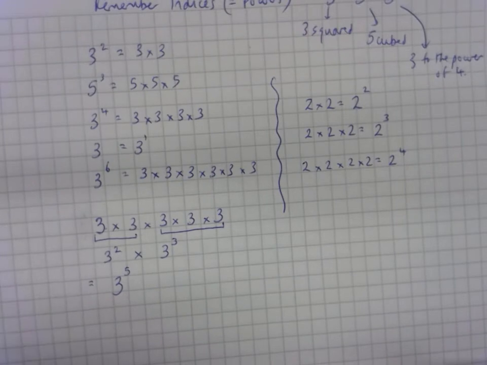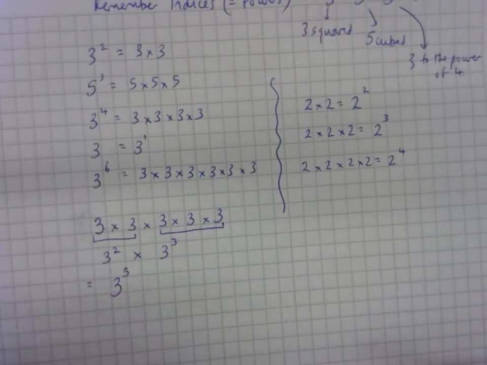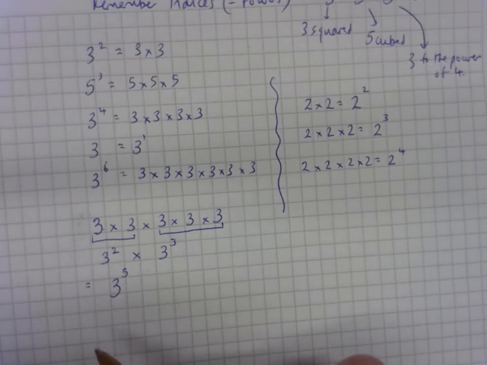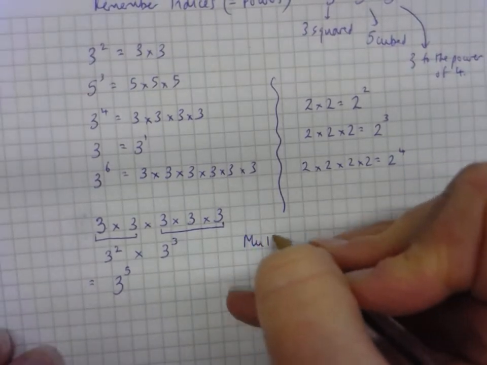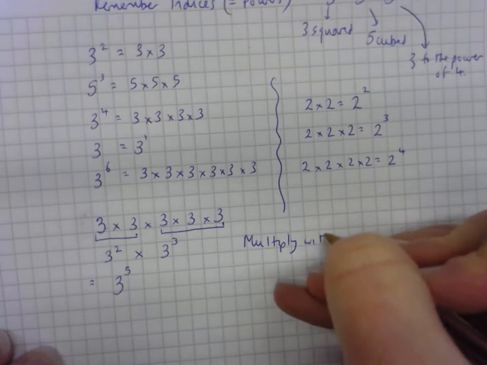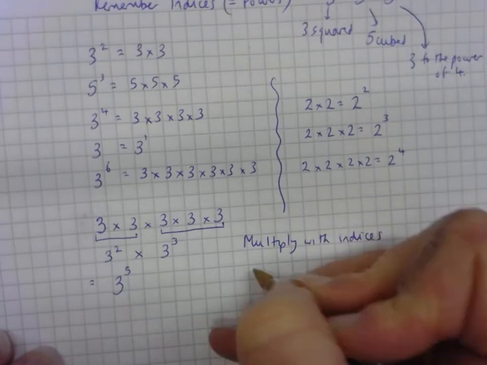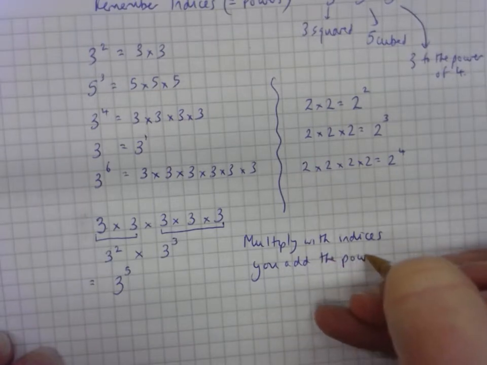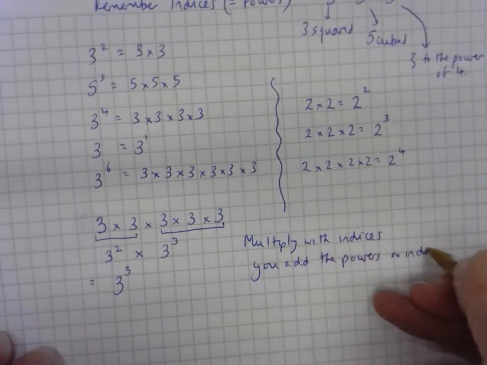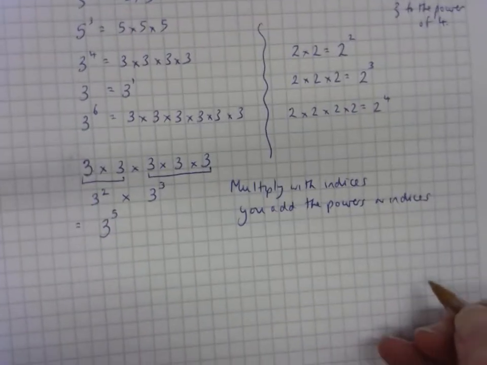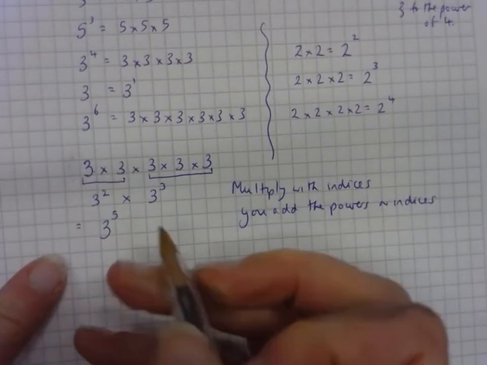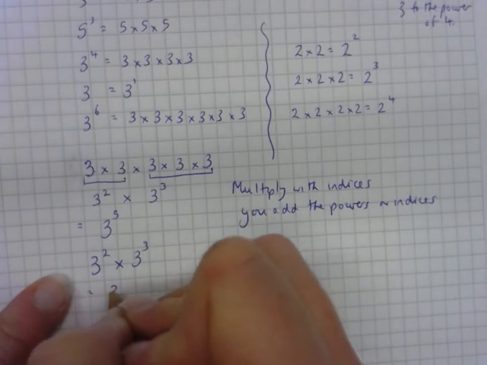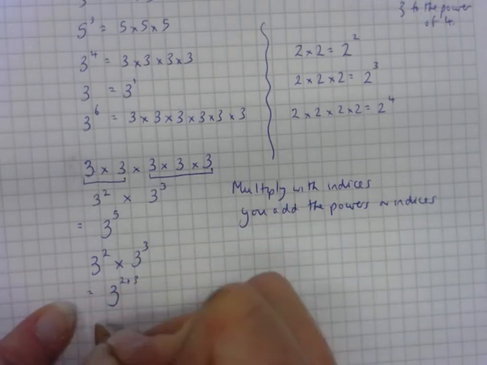And what we can learn is there's actually a handy trick when we're multiplying powers. And the handy trick is that when you multiply with indices, you add the powers, or the indices. So for instance, we got 3 to the power of 5 because 3 squared by 3 cubed is the same as 3 to the power of 2 plus 3, which is 3 to the power of 5.